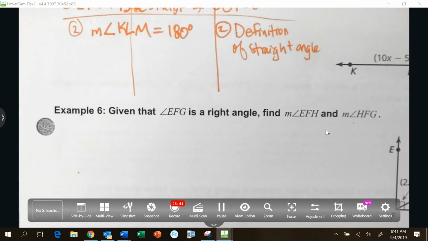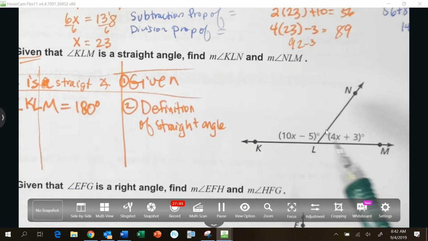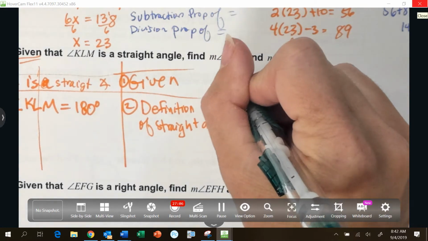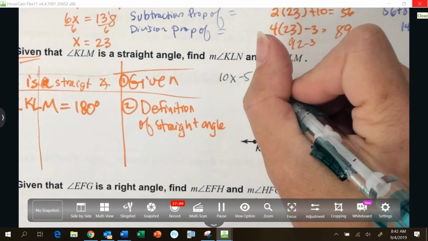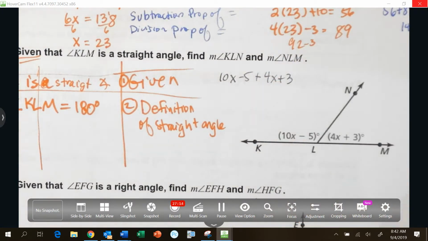Okay. Oh, we got to finish this one. All right, so what are we going to do to set up an equation so we can solve for x? What should we do? Aaron, do you know what to do? I see you writing. Solve for x. Yeah, well, I got to solve for x eventually so I can know what these angles are. What should we do with this stuff? 10x minus 5 plus 4x plus 3 equals 180.